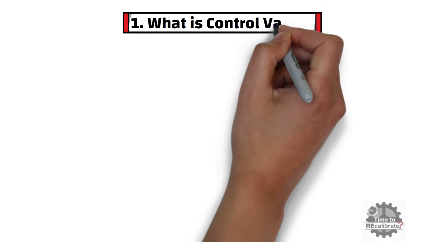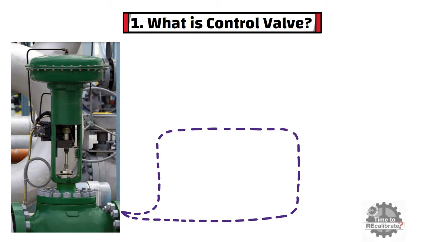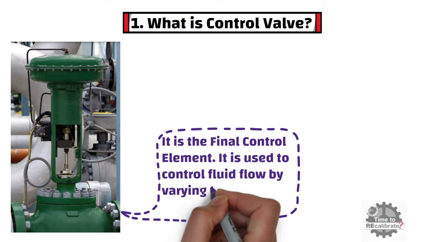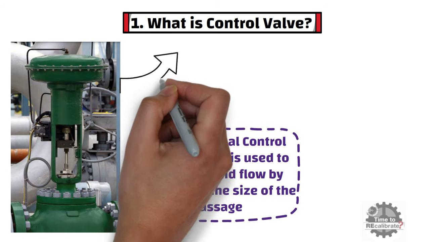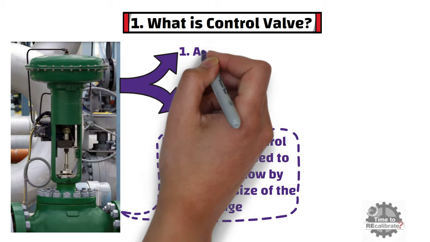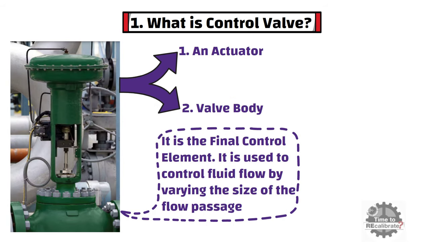First of all, let's start with most common question, which is, what is a control valve? Control valve is a final control element. And it is used to control fluid flow by varying the size of the flow passage as directed by a signal from controller. A control valve consists of an actuator and valve body. The actuator provides the power to vary the position of the valve plug inside the body.